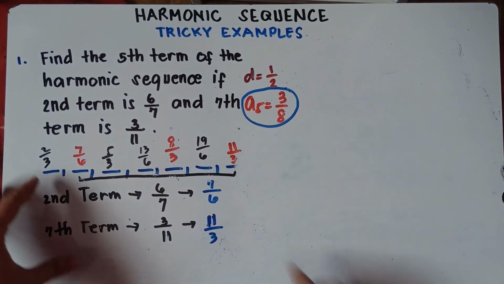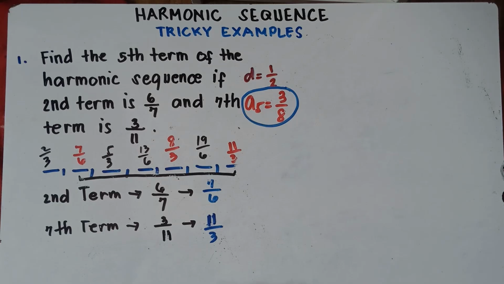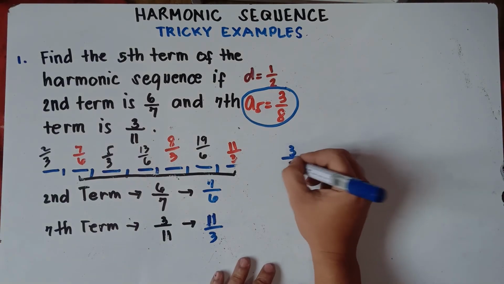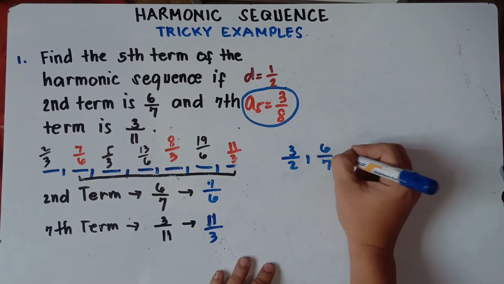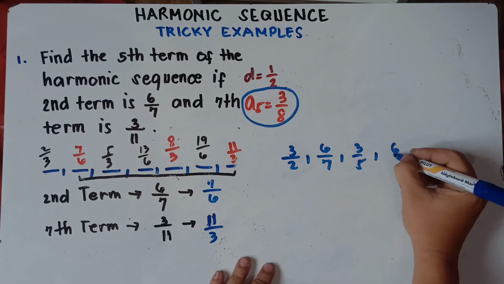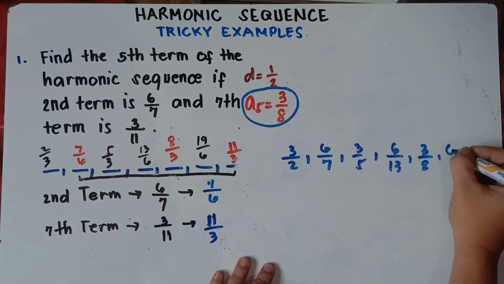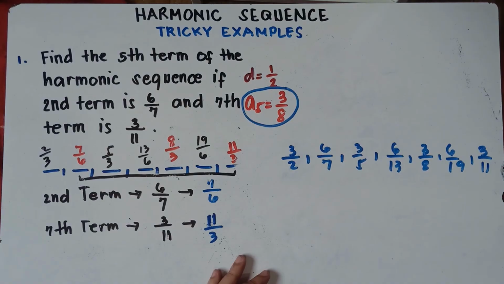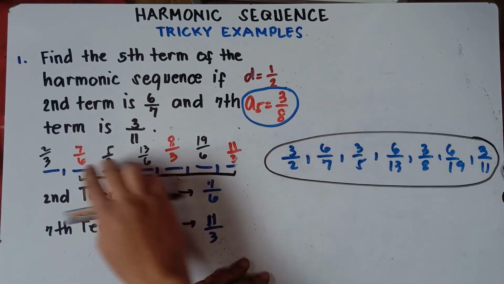So the harmonic sequence of this given arithmetic sequence, let me just write the harmonic sequence: 3 over 2. Okay, get the reciprocal. 6 over 7. 3 over 5. 6 over 13. 3 over 8. 6 over 19, and 3 over 11. Alright, there you have it, class. The harmonic sequence of these 7 terms.